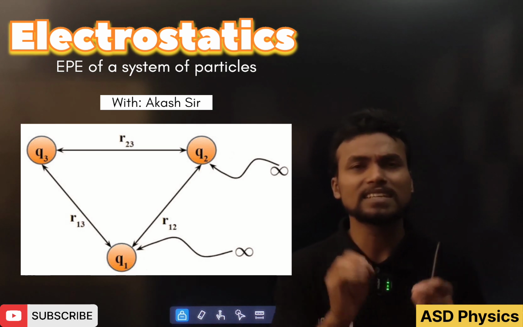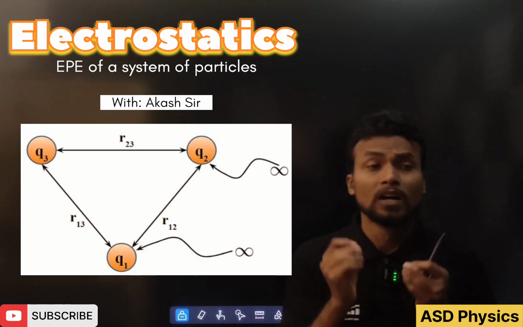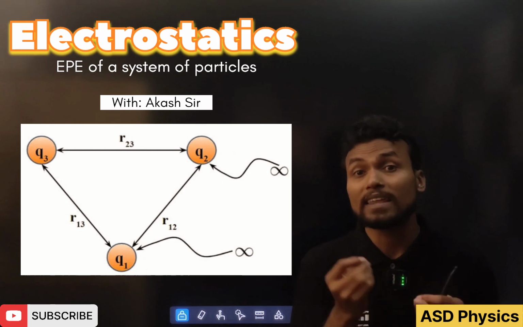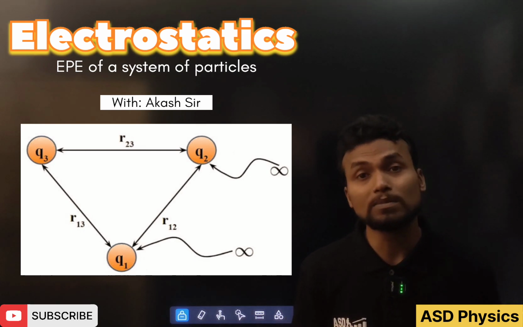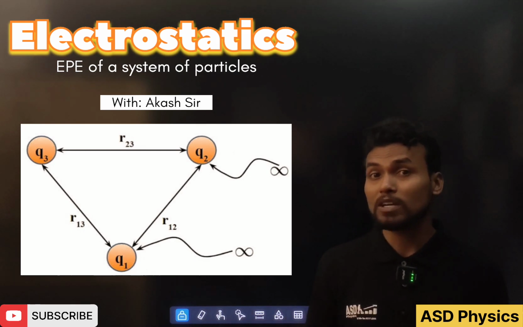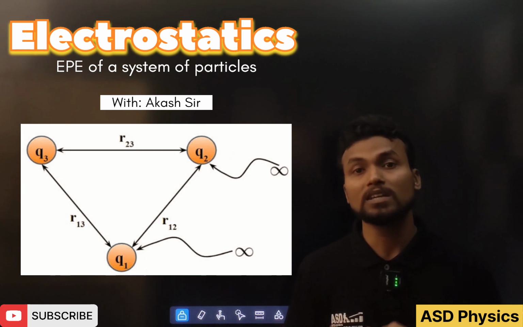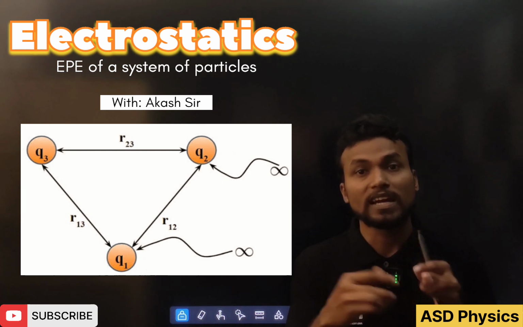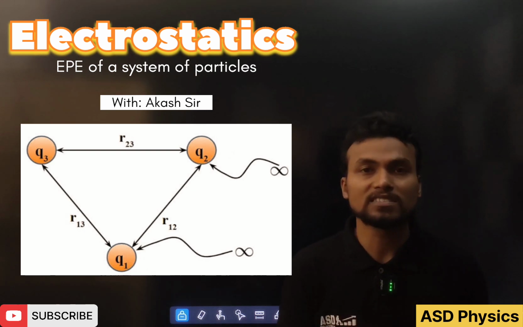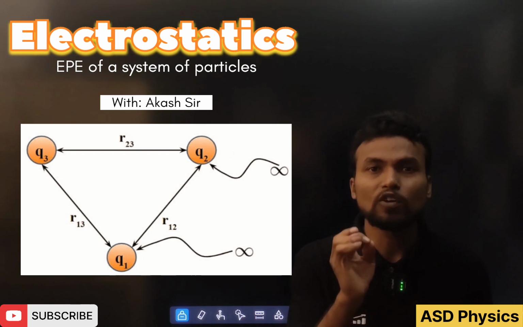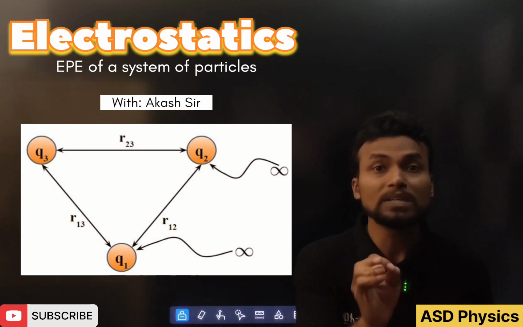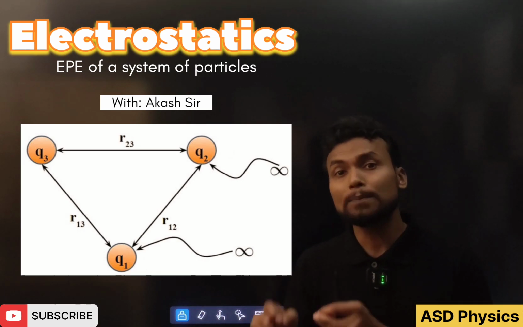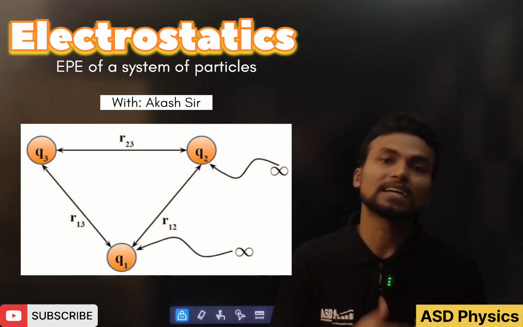The basic difference is that we know very well gravitational force is always attractive. That's why gravitational potential energy will always be negative. But if you talk about the electrostatic force, it can be attractive also whenever the charges are of opposite nature, and it can be repulsive also whenever the charges are of the same nature. That's why, as the GPE is always negative because of attractive force, EPE can be positive also and can be negative also.